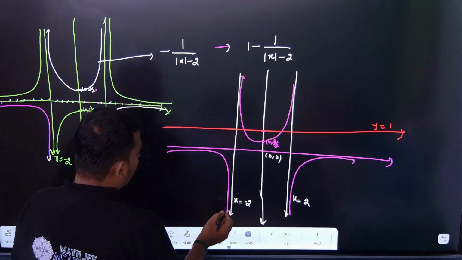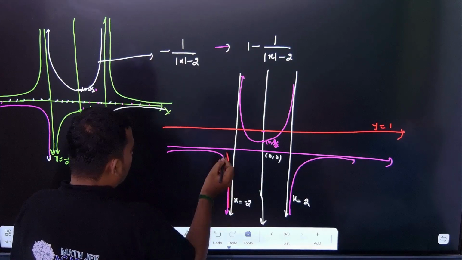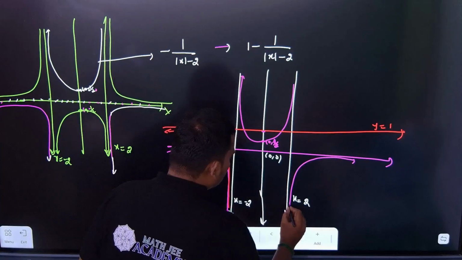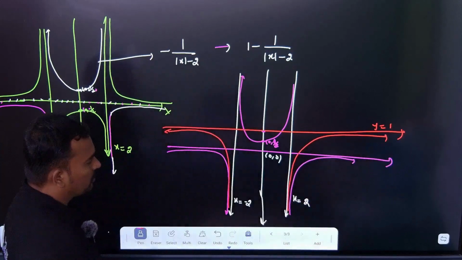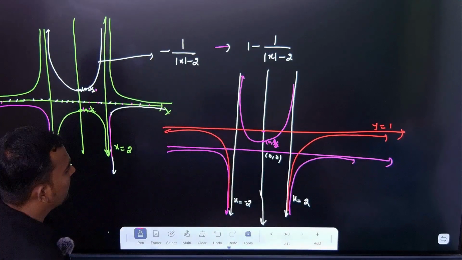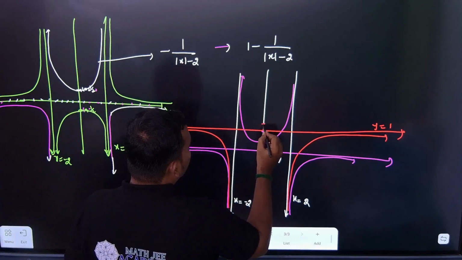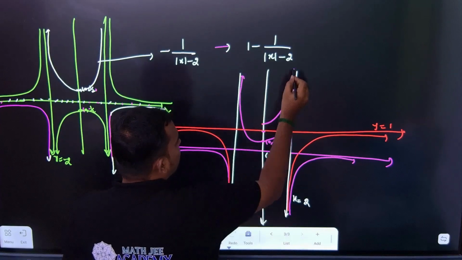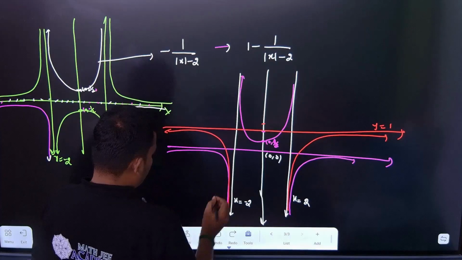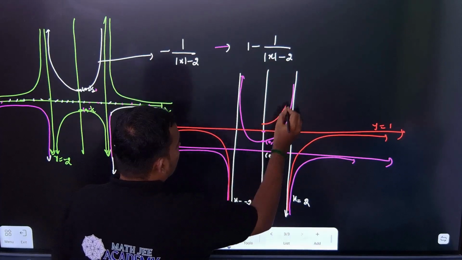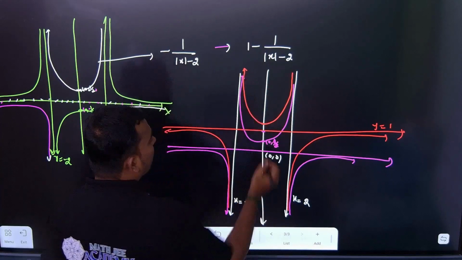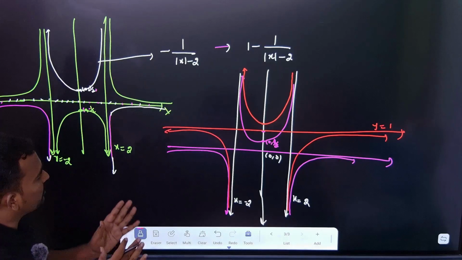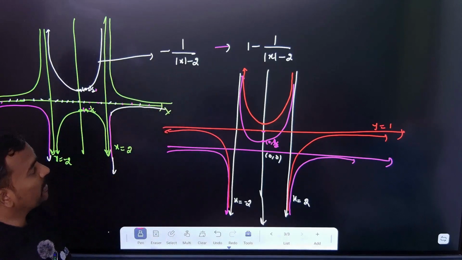So you can see the graph will be like this, right? And here, the graph will be like this. You are just shifting 1 unit up. So here this is 1, here is 1.5, half is already there, the vertex. So you can choose red color only, no? Yes. This is the graph. Understand? Okay. So this is the exact graph of 1 minus 1 by mod x minus 2.